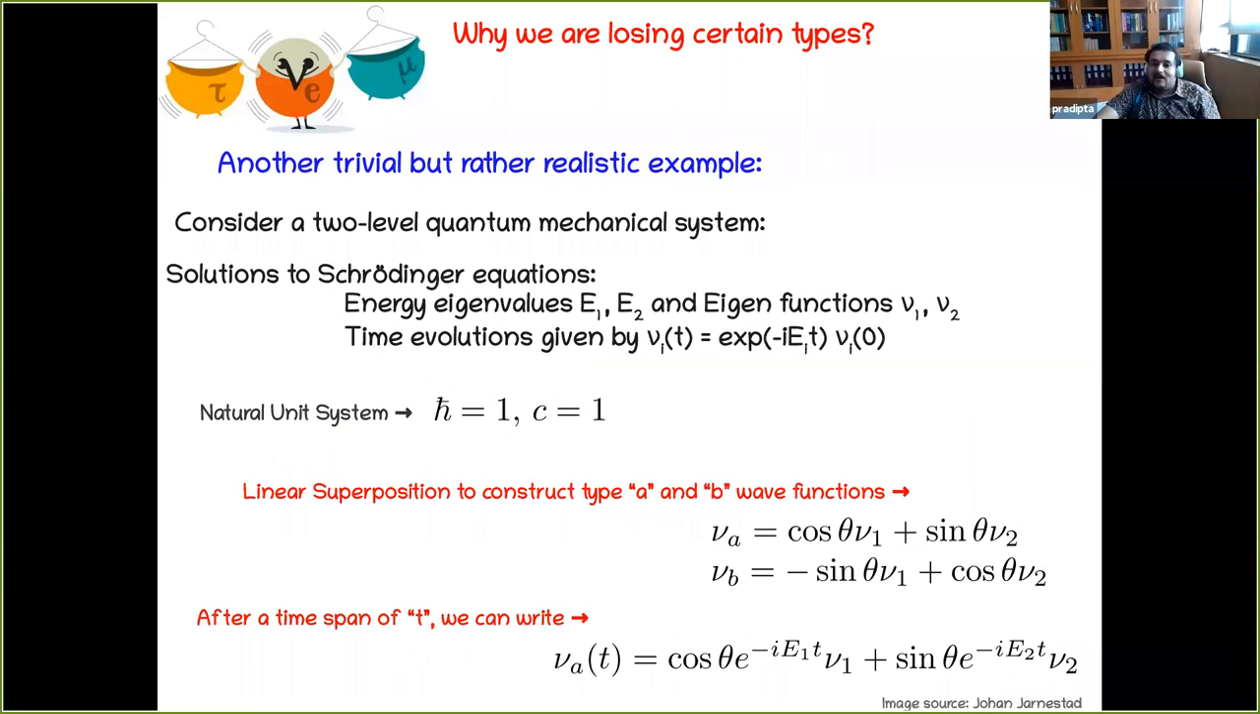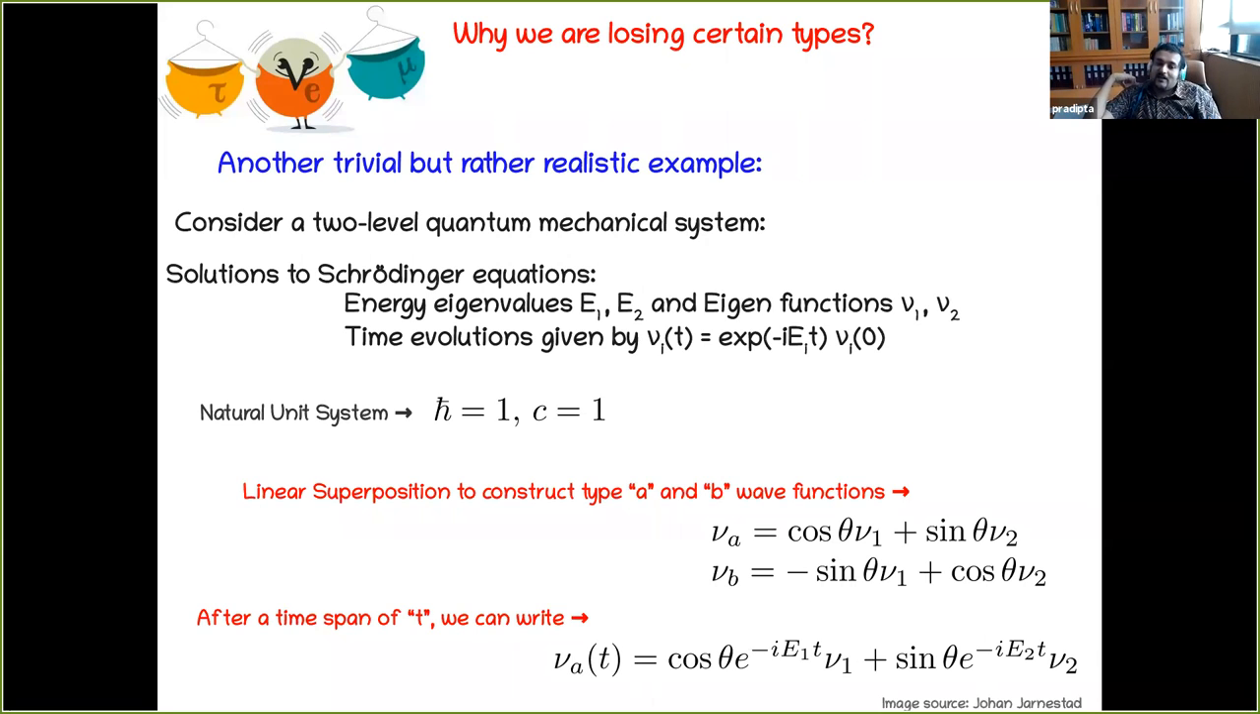Now, moving to a more realistic example, I go to the kingdom of quantum mechanics. First consider a two-level quantum mechanical system. This picture is equivalent to a two-flavor neutrino oscillation. Of course, if it is quantum mechanics, you need to start with an equation. You solve the equation, you get the energy eigenfunctions and eigenvalues, and you know how they evolve in the Schrödinger equation with the corresponding energy. And of course, I'm working in the natural unit system.